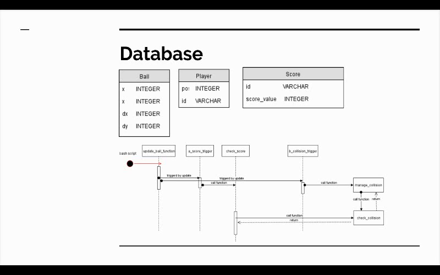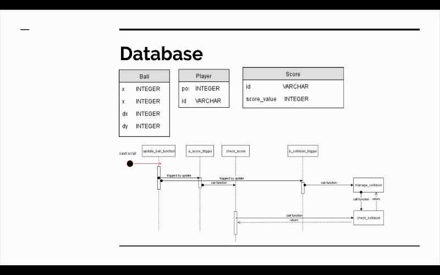For the game logic, we have defined four functions: update ball, check score, manage collision, and check collision. And there are two triggers, a score trigger and a beat collision trigger. The update ball function simply calculates the next position for the ball. Check score will assign points to the player depending on the type of collision.